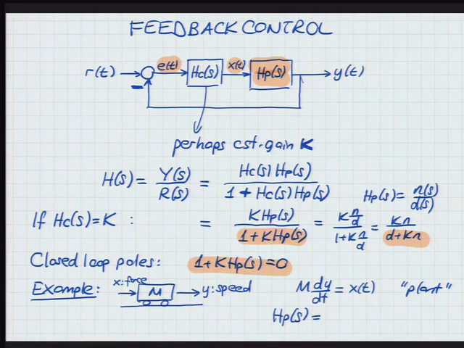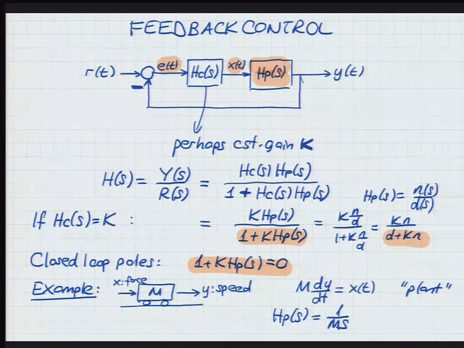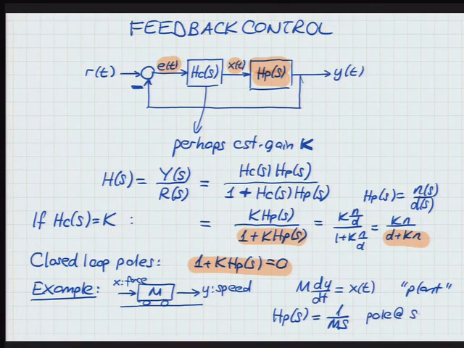How do we get transfer functions from differential equations like this? Take Laplace transforms of both sides. The left-hand side is ms times y, the right-hand side is x, so you'll get 1 over ms. Any zeros? No. Any poles? Pole at s equals 0. But note, this is an open loop pole. If I don't do anything, my plant has a pole at s equal to 0. When I close the loop, that pole is going to change.